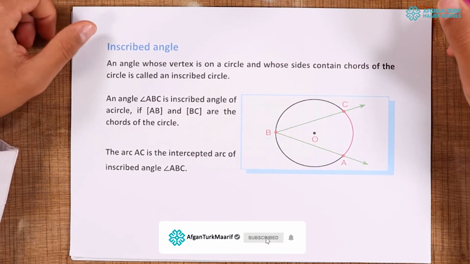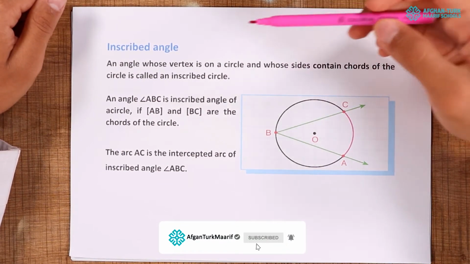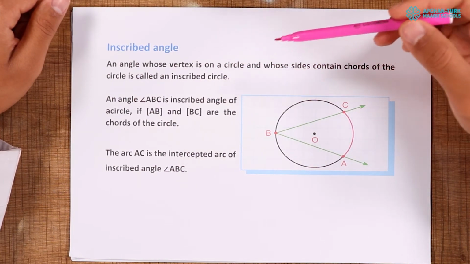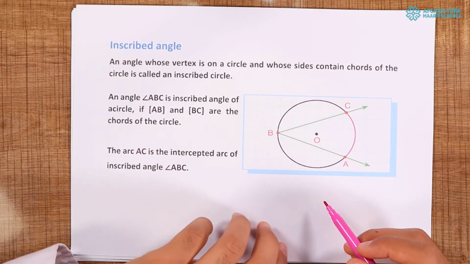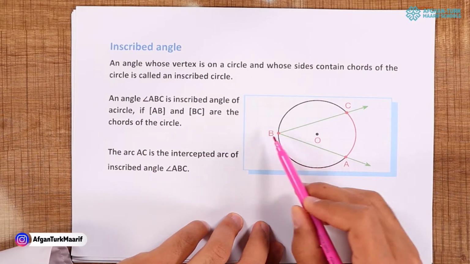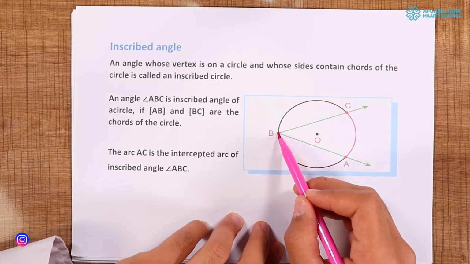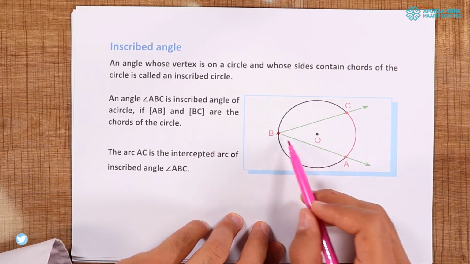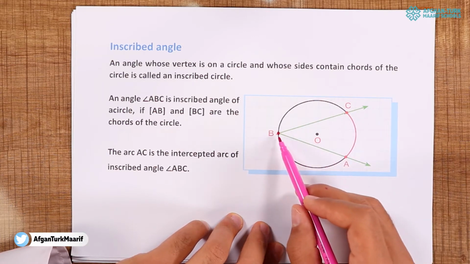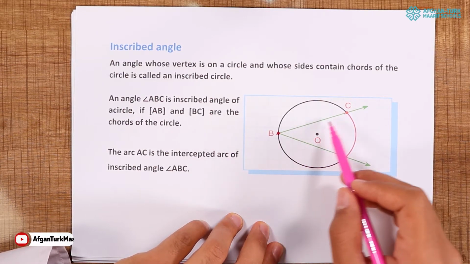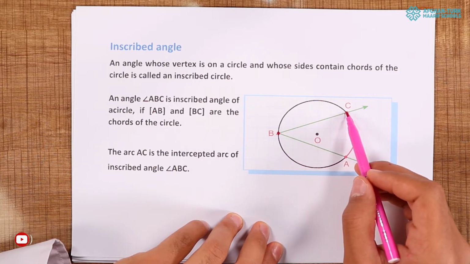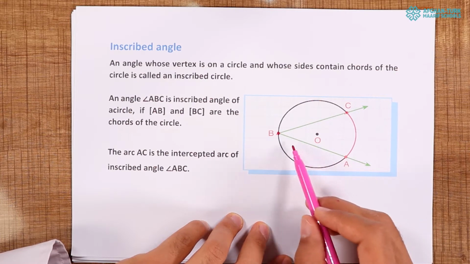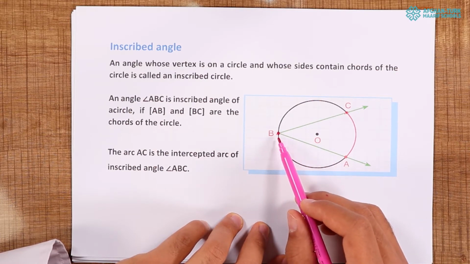Today I'm going to teach you the inscribed angle. An angle whose vertex is on a circle and whose sides contain chords of the circle is called an inscribed angle. As you see in the figure, the angle ABC, the vertex is on the circle, and also BC and AC, which are the sides of the angle, make chords. It means BC is a chord of a circle, and also BA or AB is a chord of a circle. So this angle is called inscribed angle.